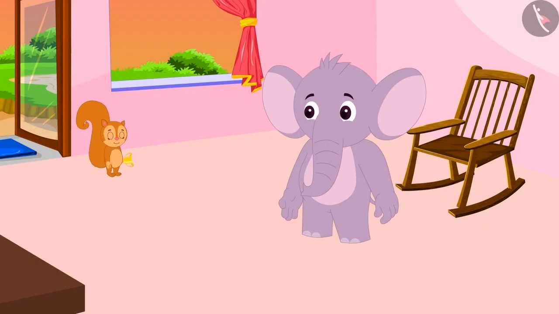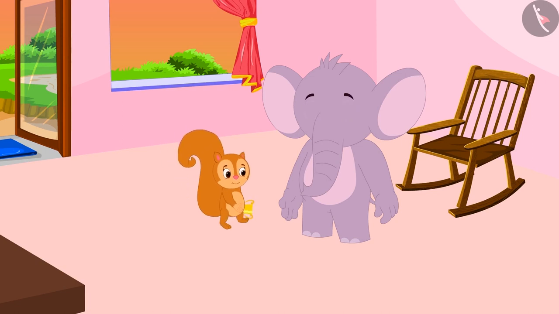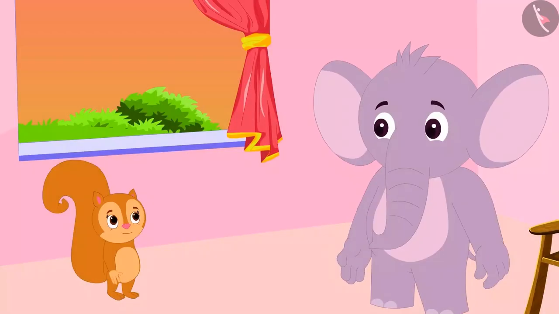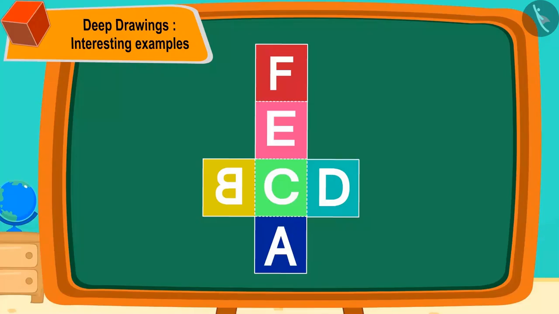Chanda went straight to her friend Appu Elephant's house with the trophy she won at the competition. Appu congratulated her on winning the competition. Now they are both playing a game.